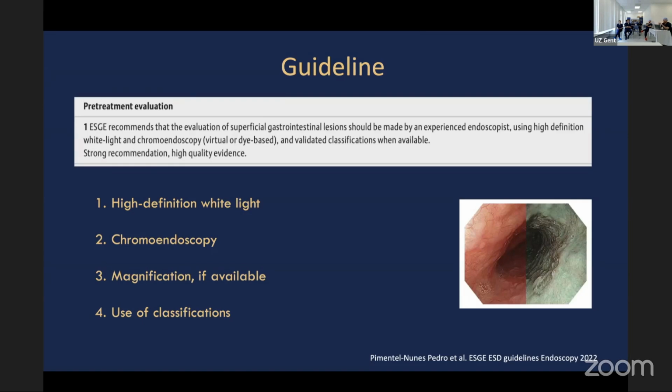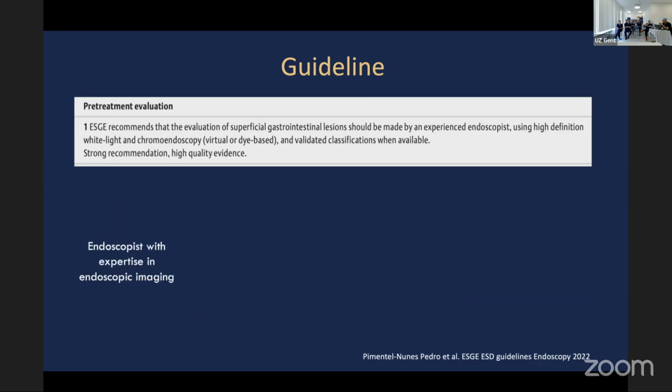Magnification, of course, is critical, and classification systems. I would like to convince you, I did a talk yesterday, and I would like to convince that audience, just as I would like to convince you that it's not so difficult to classify these lesions if you just focus your thinking around the structure and whether it's regular.